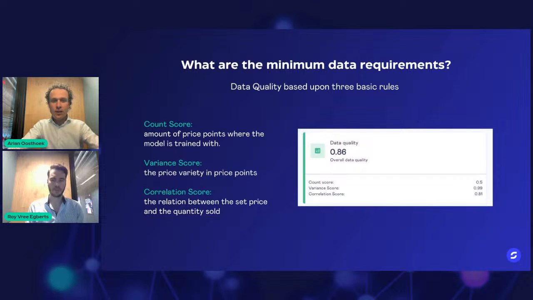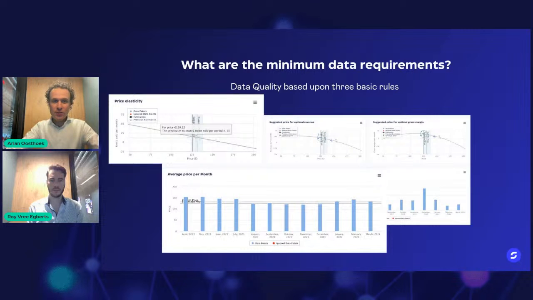The count score is the amount of price points the model is trained with. We have at least, as you see on the next slide, a minimum of 12 data points, price points actually, and this price point could be a day, a week, or a month of data. So depending on your business, you can choose the time frame yourself to see what's the right price point or data point to select.